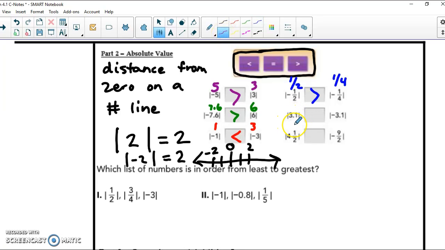The absolute value of 3 1/10. 3 1/10 is 3 1/10 units from 0. And -3 1/10 is also 3 1/10 units from 0. So these absolute values are equal. And finally, 4 1/2 is 4 1/2 units from 0. -9/2 is 9/2 units from 0. But I can't compare these unless I put them in the same form. So let's either change them both to mixed numbers or both to improper fractions.